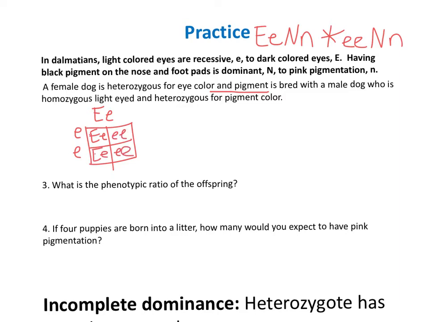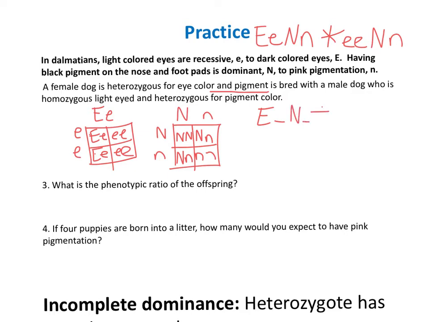And I'm going to draw a square for pigment color. I never imagine them in my head, I draw them. And I want to know how many will be dark-eyed and dominant foot color. So that's option number 1. How many are dark-eyed and pink pigment?